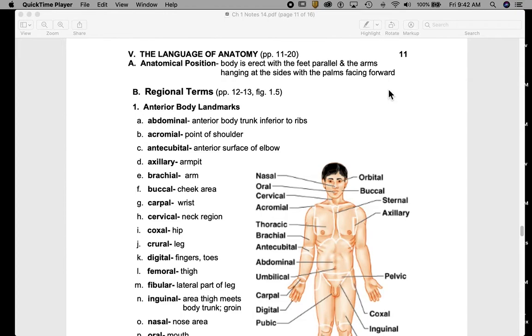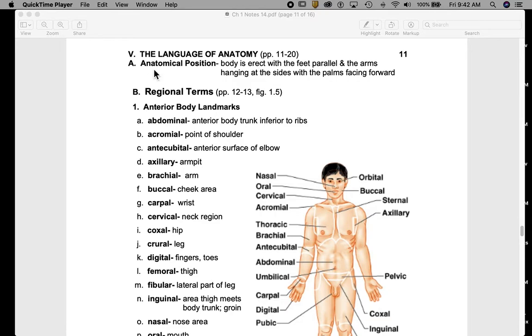We're going to do section 1.5 A and B. We're going to be discussing the anatomical position, what that means, and then going over the anterior and posterior regional terms. These are terms that everyone across the world basically has agreed to so that we all have a common language in healthcare. When we're talking about the wrist area, we don't use the word wrist because that's different for everyone else in a different language. We use the carpal region.